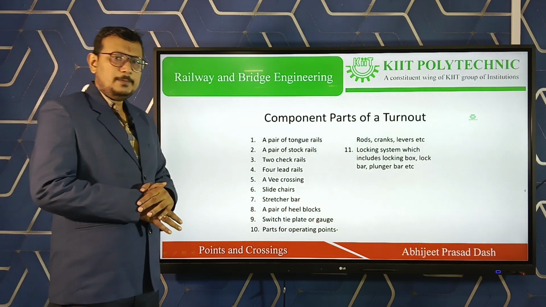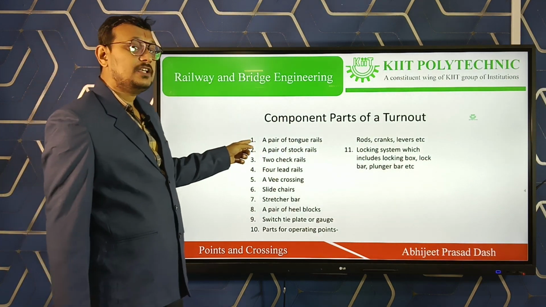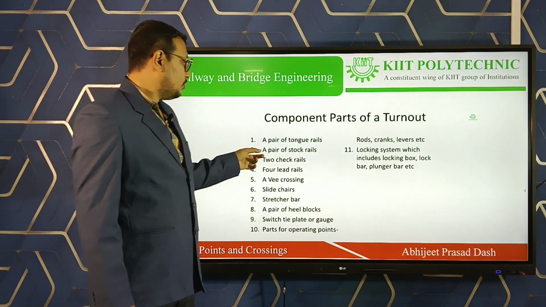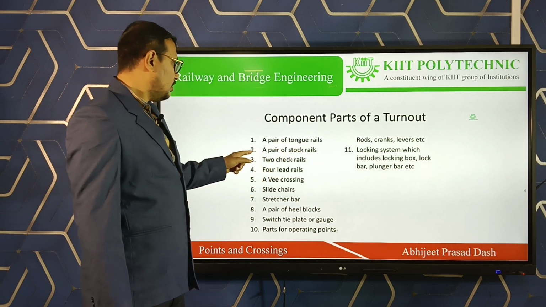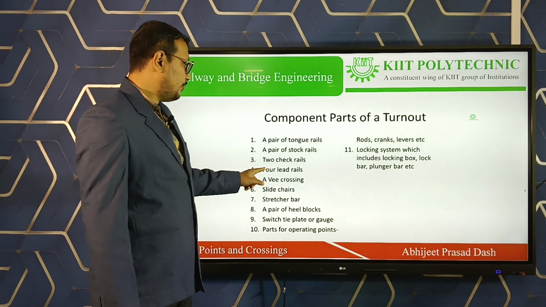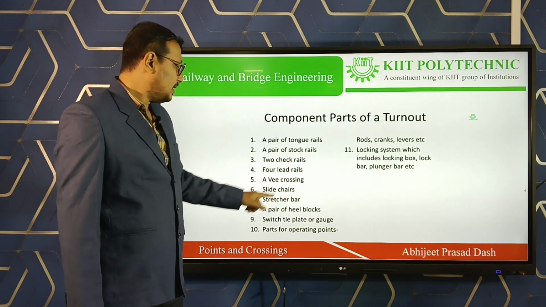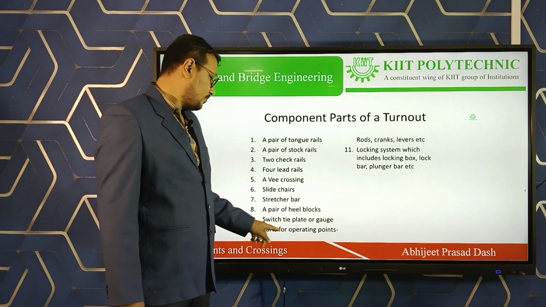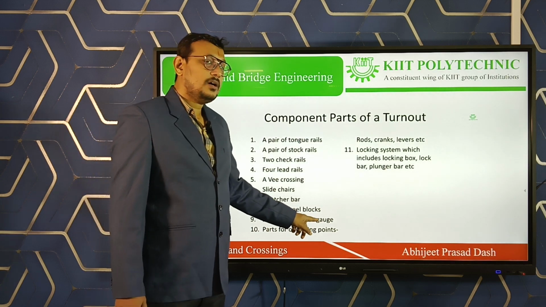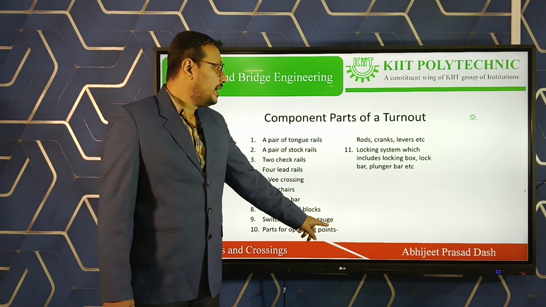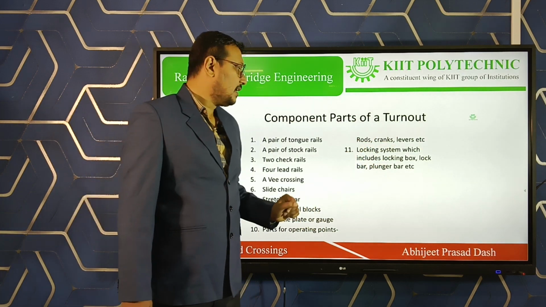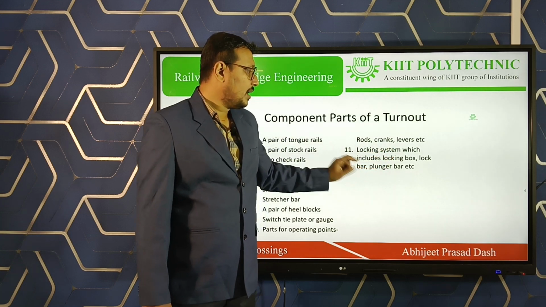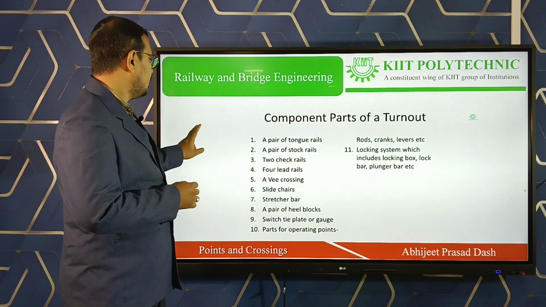Different components of a turnout. First one is a pair of tongue rails, then a pair of stock rails, two check rails, four lead rails, a V crossing, slide chairs, stretcher bar, a pair of heel blocks, switch tie plate or gauge, parts for operating points, rods, cranks, levers, etc. Then the locking arrangement, the locking system, which includes locking box, locking bar, plunger bar, etc. We will see it here.